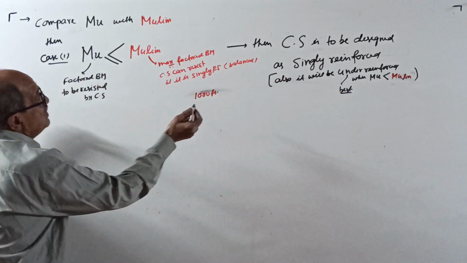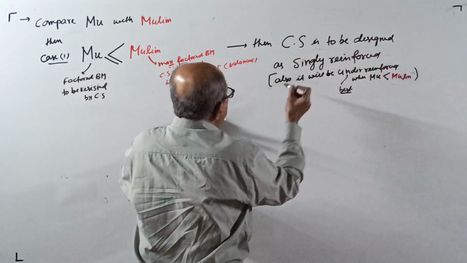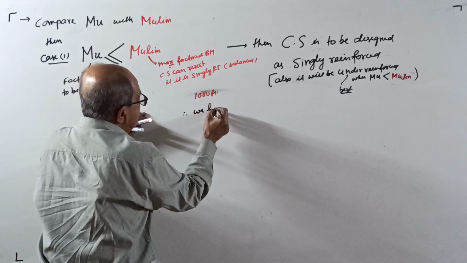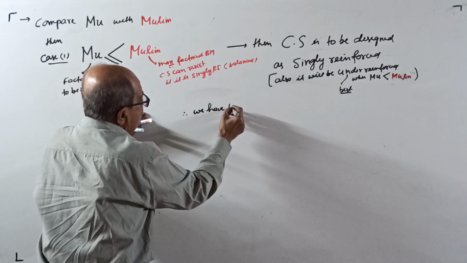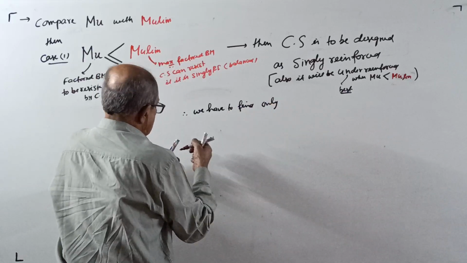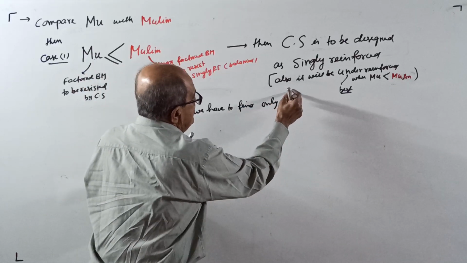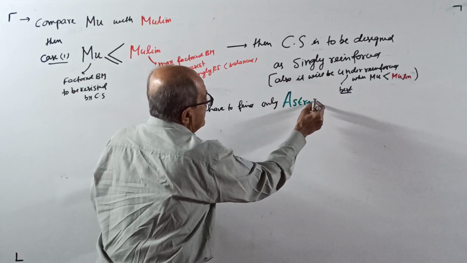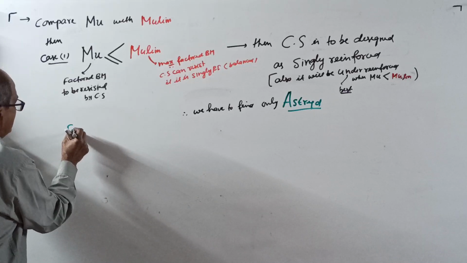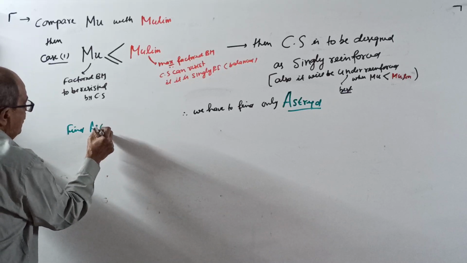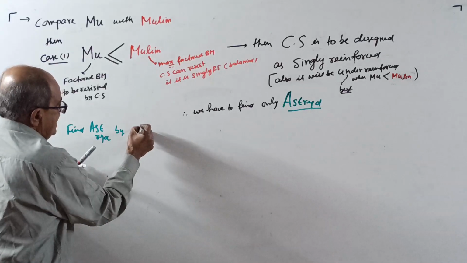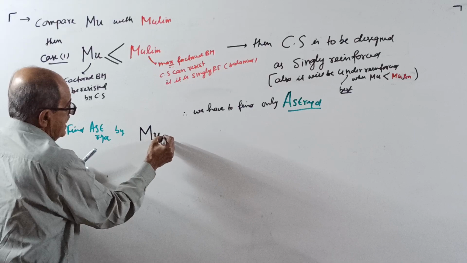Okay, now, I told the cross section is to be singly reinforced. Therefore, we have to find only one unknown, AST required. Now, how to find AST required? By the relation MU equal to MU.